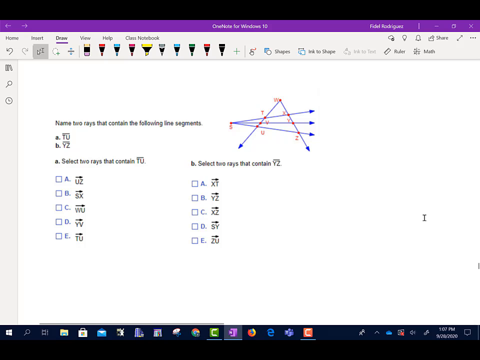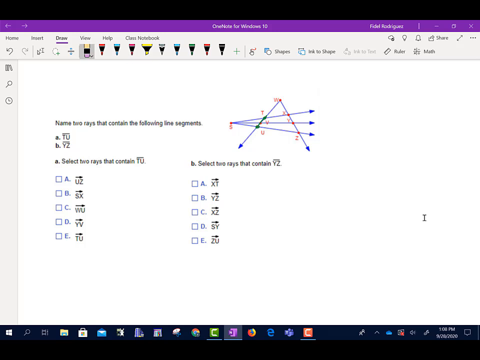All right. So the directions here say name two rays that contain the following line segments. All right, the first one here says TU. So here's my line segment TU. Okay, we got our two endpoints there, okay? So we're going to look for those two. Okay, so let's look first at UZ. Well, UZ goes that direction, so I know that's not what I want. S, X, S, and X, not even on the same line. I know I don't want that one.